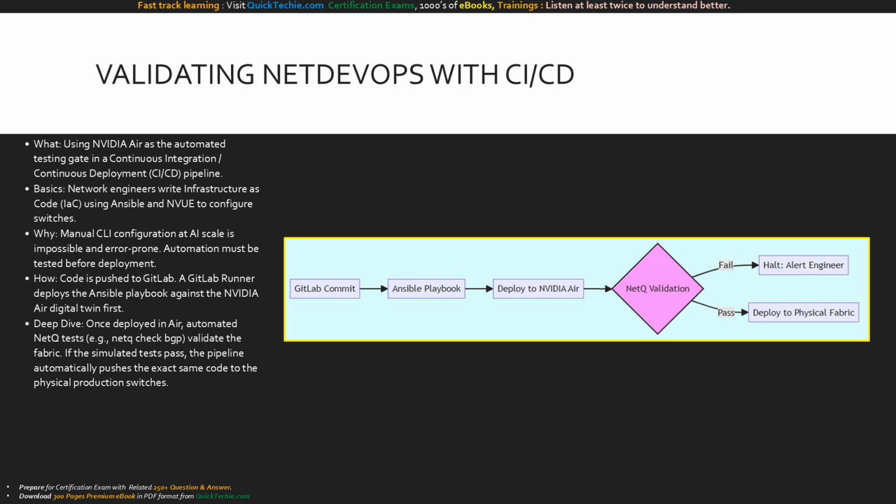Follow the NetDevOps pipeline here. An engineer makes a GitLab commit. The Ansible playbook deploys the changes directly to the NVIDIA Air digital twin. We then hit the critical NetQ validation gate. If the simulation fails, the deployment halts and alerts the engineer. If it passes, the exact same, proven playbook is deployed to the physical fabric.